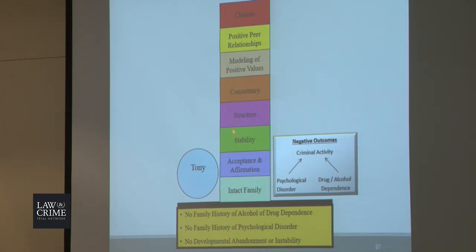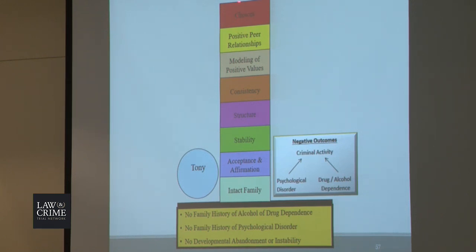And what the research tells us is the types of things that need to be in place to protect them are ideally an intact and healthy family, acceptance and affirmation in their early developmental years and in the environment they're growing up in. We want stability and structure and consistency across their lifespan at home, in schools, wherever they are. We hope to model positive values both in the family and in the schools and in the neighborhoods. And we want them to develop positive peer relationships because individuals will always have their choices.